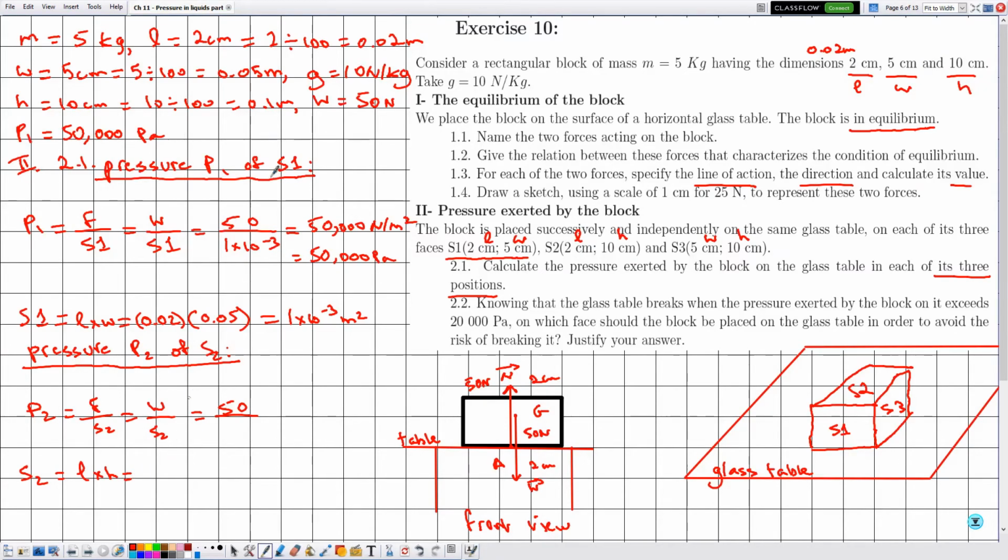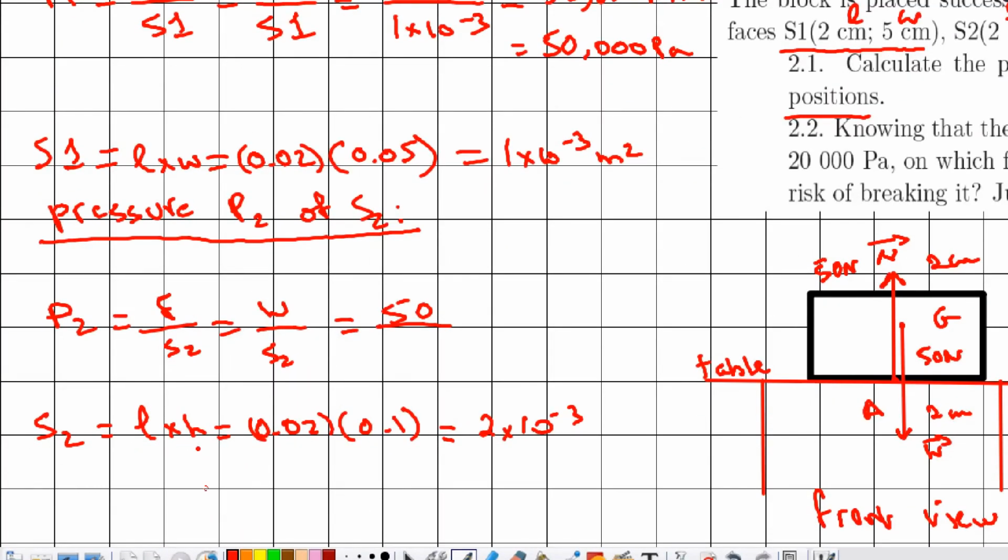The value of the length in the SI is given by 0.02, and the value of the height is given by 0.1. Now plugging this on the calculator, the value of S2 is given by 2 times 10 to the power minus 3. Since both the length and the height are in meters, the value of S2 will be expressed in the SI, which is meter square.